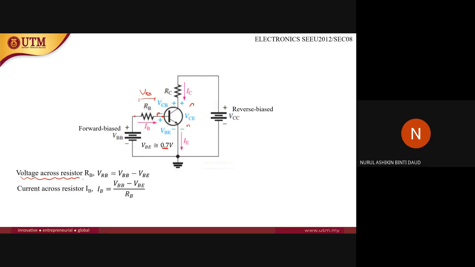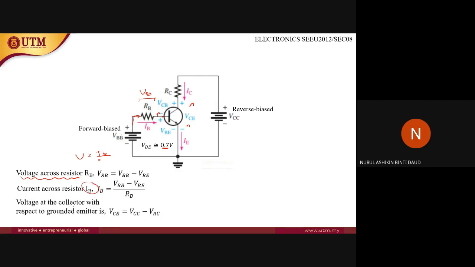Okay, next, current. So the current across the resistor, IB. Since the value of RB is given, to find the current across the resistor RB, IB, we use V equals IR, right? So to find I, it is V divided by R. So IB equals VBB minus the potential drop VBE, divided by the value of the resistor. Okay, so you will get the value for IB.